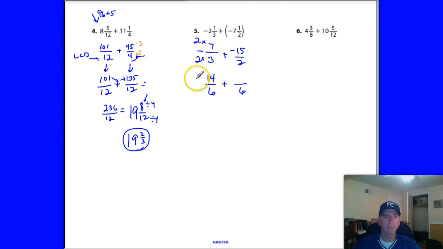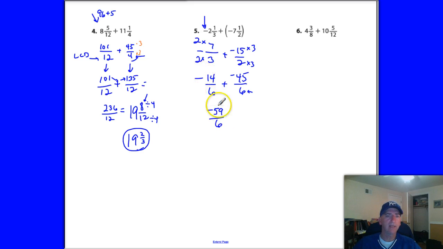I have to be careful. I forgot that was a negative sign. I forgot to bring it down. Oh, it's right there. I just lost it. Negative 14/6. This one, the 2, I have to multiply by 3 to get that 6. So I have to multiply this 15 times 3. It is negative, so that's negative 45. Okay, add the numerators. Negative 14 plus negative 45. That comes out to be negative 59/6.